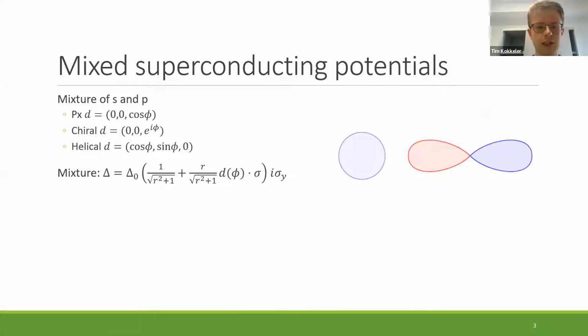So let me first break down the title. What I mean with mixed superconducting potentials here is that the superconducting potential of the superconductors we investigate has both an isotropic S-wave component, so it's a singlet component, and an odd parity spin triplet component, the p-wave component. And the p-wave component can be of several types. For example, the px wave type, the chiral p-wave type, or the helical p-wave type. In this talk, I will focus on the chiral and helical p-wave type and investigate the differences if we use one of those two types of p-wave superconductivity.